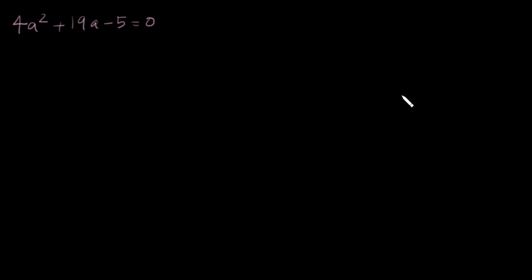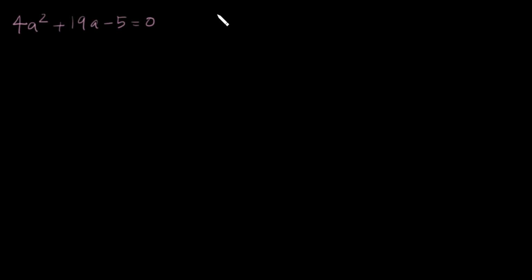Okay, so I'm going to use the trial and error method. Basically, the very first thing we do with the trial and error method is we take out a GCF. We have a 4 here, a 19, and a -5. 4 is divisible by 2. 19 is not divisible by 2. 5 is not divisible by 2. I can't take anything out.